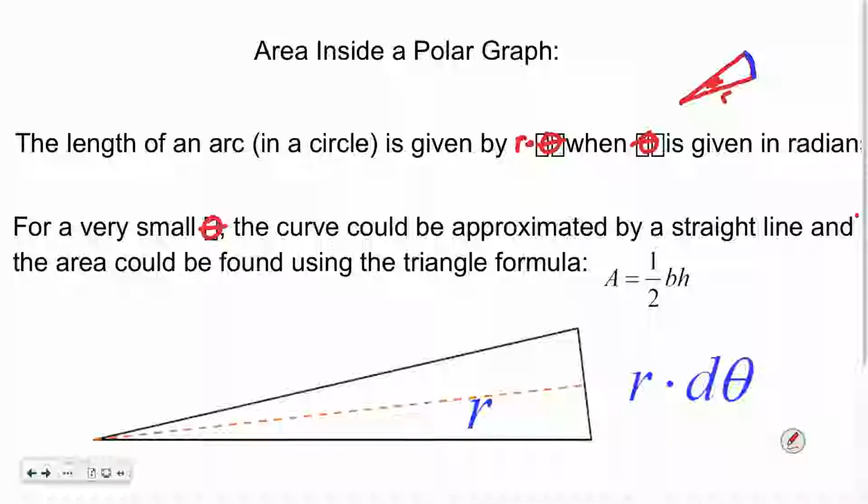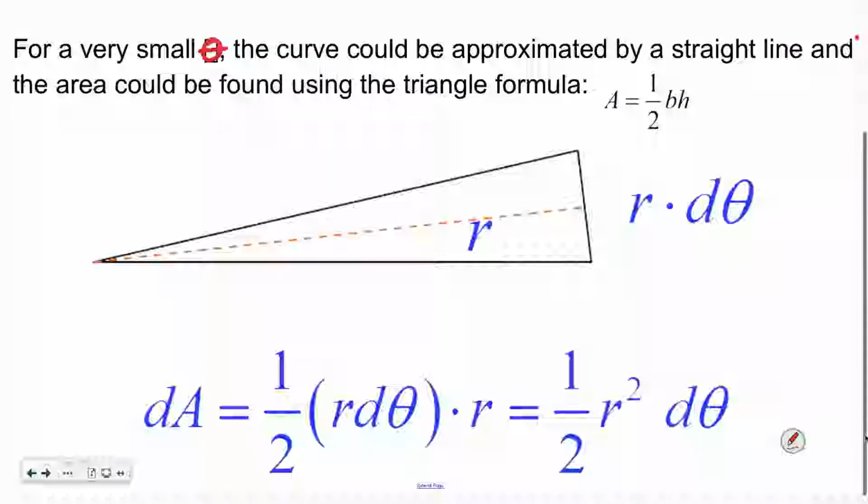So, if we use this for 1/2 base times height, we get 1/2 r squared d theta for our area, for our change in area, excuse me. Just bear with me. Soon we'll get to the integrals.